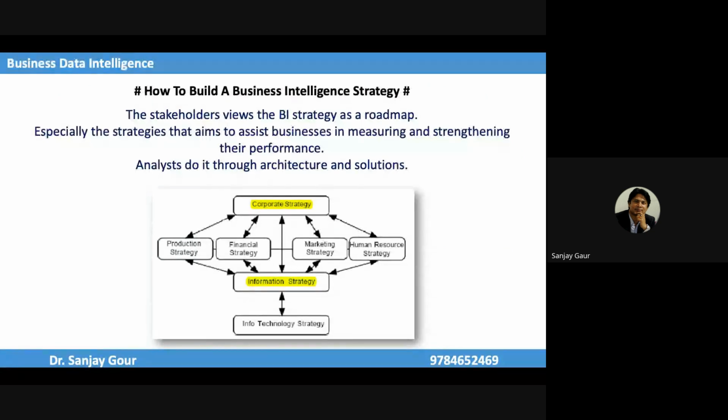In the graph diagram you can see here, the stakeholder views the business intelligence strategy as a roadmap, especially strategies that aim to assist business in measuring and strengthening their performance. Analysts do it through architecture and solution. So we can see in the diagram, corporate strategy, and the second part is information technology strategy. If we make both information strategy and corporate strategy from a suitable point of view, it makes sense to develop our data as intelligence.